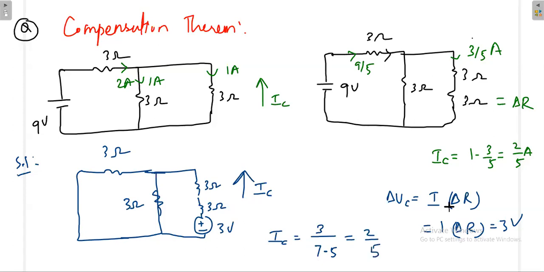So I got the same compensated current here also. That is the idea of the compensation theorem. So you can take any problem, then you can apply this theorem. Okay, so bridge circuit is over.